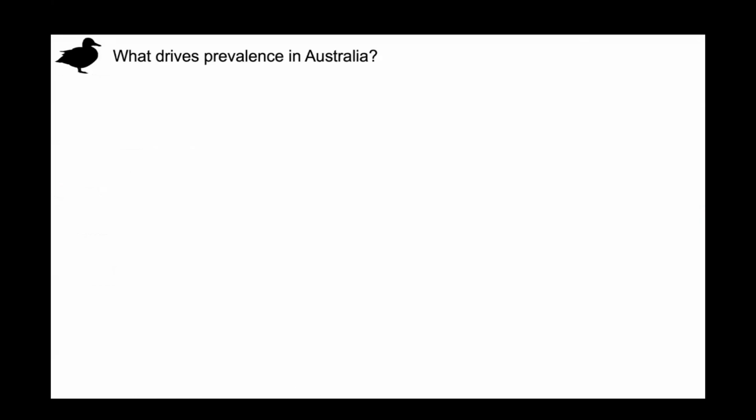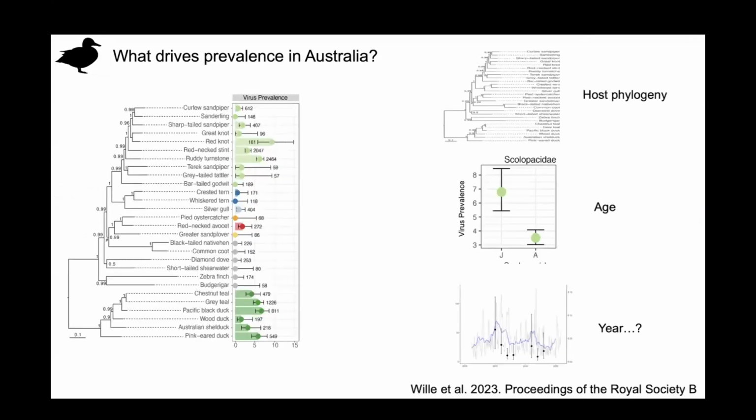So the next question is, okay, we know what birds it's in and we know how it could get here, but what happens here? Australia is kind of a weird place, and it's a little bit different from the rest of the world. I showed you the plot here on the left before. That was actually part of a study wherein we were trying to understand lots of factors. We looked at the effect of host phylogeny, of age, of year, and a few other factors on avian influenza prevalence to try to understand what dictates prevalence dynamics in Australia.